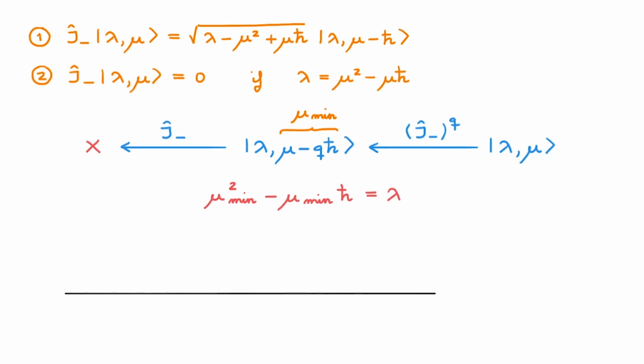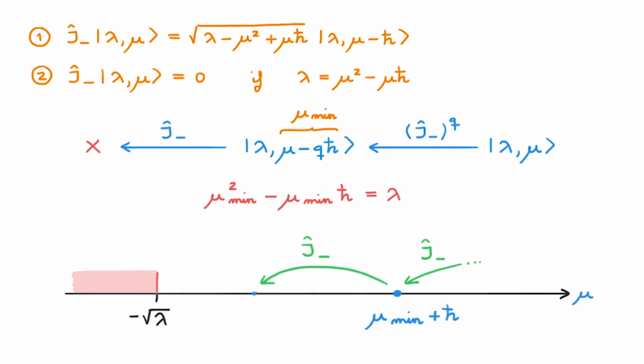Analogously to the case for the raising operator, we can draw the real axis, and we must terminate the ladder given by the lowering operator to ensure that we never cross into the forbidden region below minus square root of lambda.